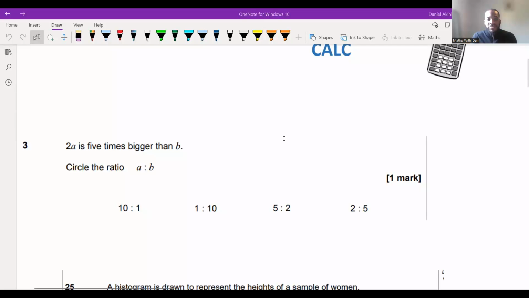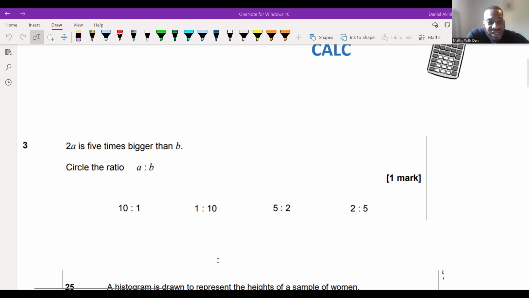So it's been about a minute. Now, what is our answer, guys? Can everybody please put what they think in the chat? Remember, you can message me directly, so if you don't want everybody else to see your answer, that's not a problem. So what do we think? Is it 10 to 1? Is it 1 to 10? Is it 5 to 2? Is it 2 to 5? What's the answer?